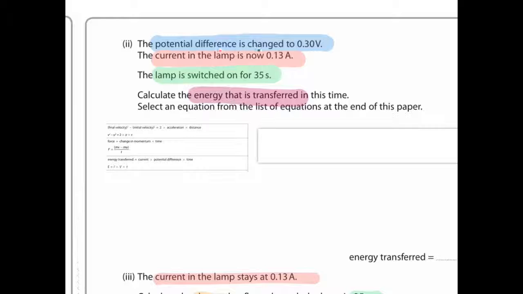The potential difference, the voltage, is changed to 0.3 volts. The current in the lamp is now 0.13 amps. The lamp is switched on for 35 seconds. Calculate the energy that is transferred in this time. Select an equation from the list of equations at the end of this paper. So what you're looking for is you turn to the back of the paper and you'll see a sheet which looks like this. You just have to marry up the right equation with what's given here. So you've got voltage or potential difference, current, energy transfer, that's what we're trying to work out, and time. So what has these things?